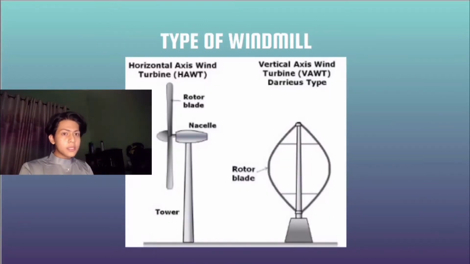Okay, now let's move to types of windmill. We have two types of windmill, which is horizontal axis wind turbine and vertical axis wind turbine. As we can see, the difference between the two types is that one is horizontal and another one is vertical. So this is the diagram of windmill type.